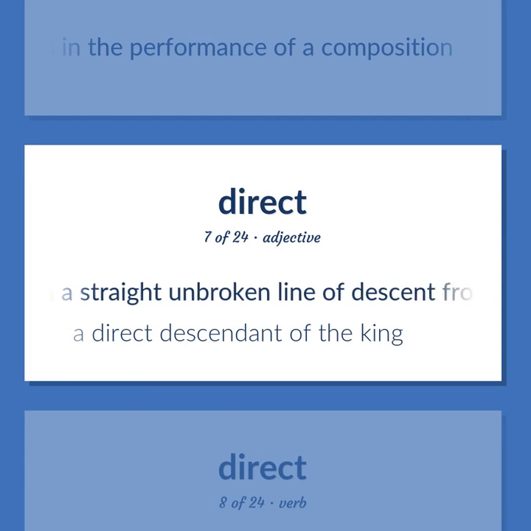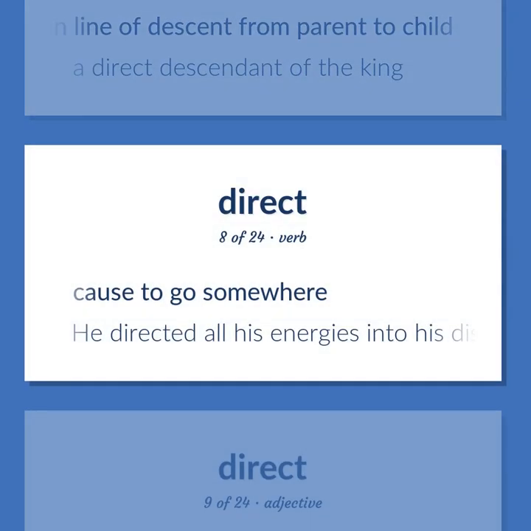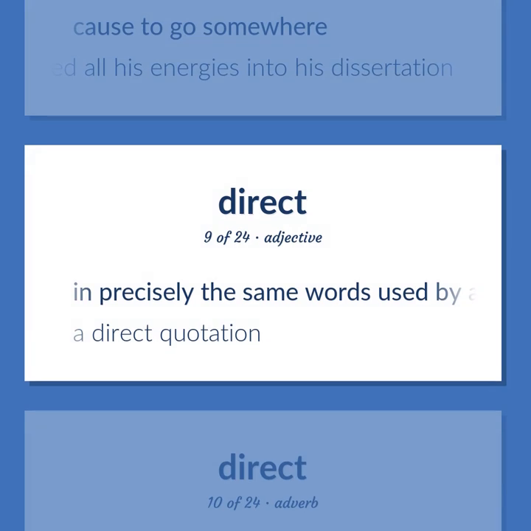In a straight unbroken line of descent from parent to child. A direct descendant of the king. Cause to go somewhere. He directed all his energies into his dissertation. In precisely the same words used by a writer or speaker. A direct quotation.